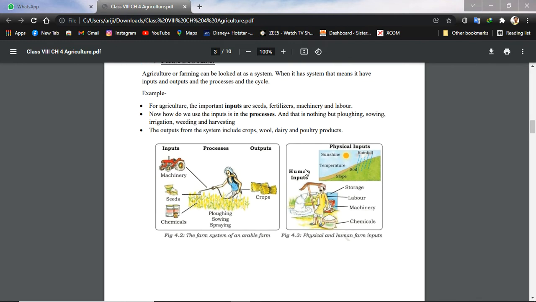Now coming to the types of inputs. There are two types of input. One is the human inputs and the other is the physical inputs. The human inputs are storage, labor, machinery, chemicals. Those are the human inputs. And on the other hand, for the physical inputs, we have the sunshine from nature, rainfall, temperature, soil, slopes. Those are the physical inputs.